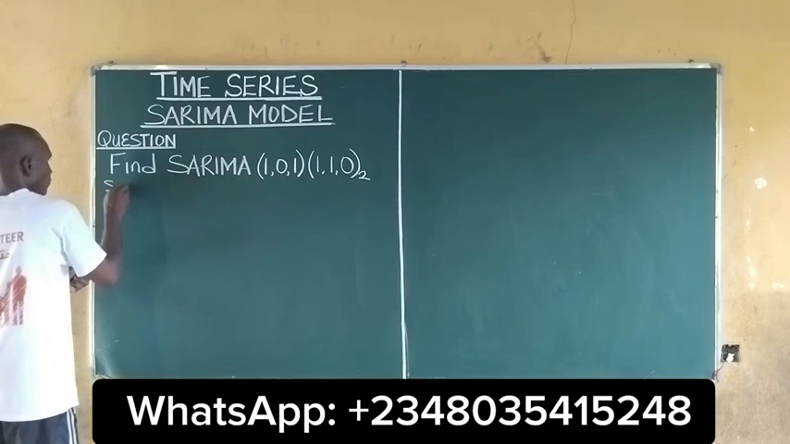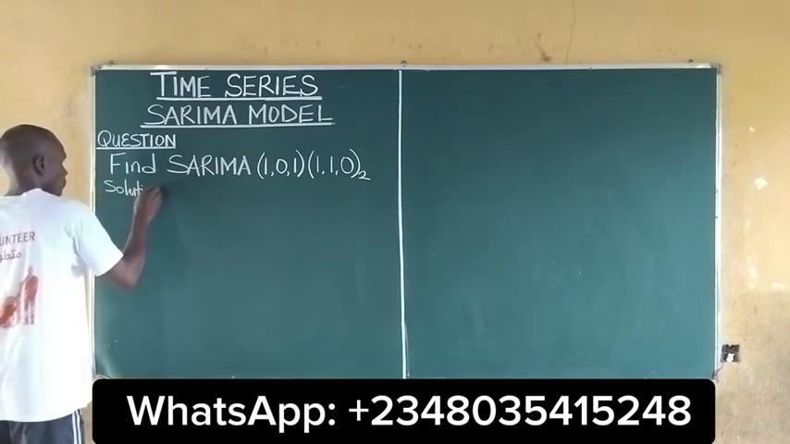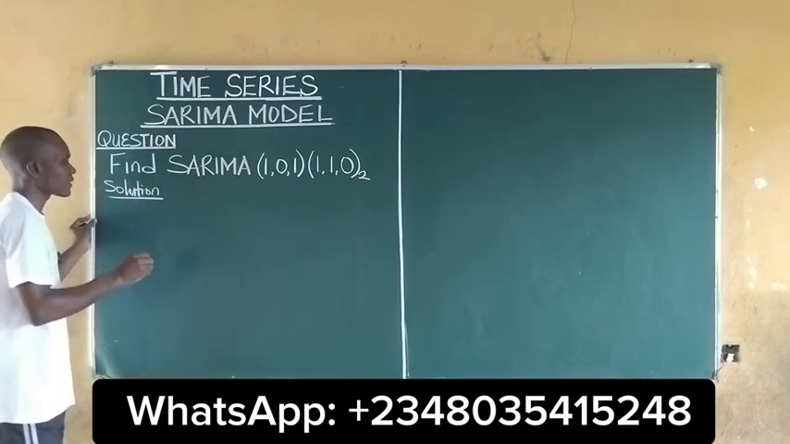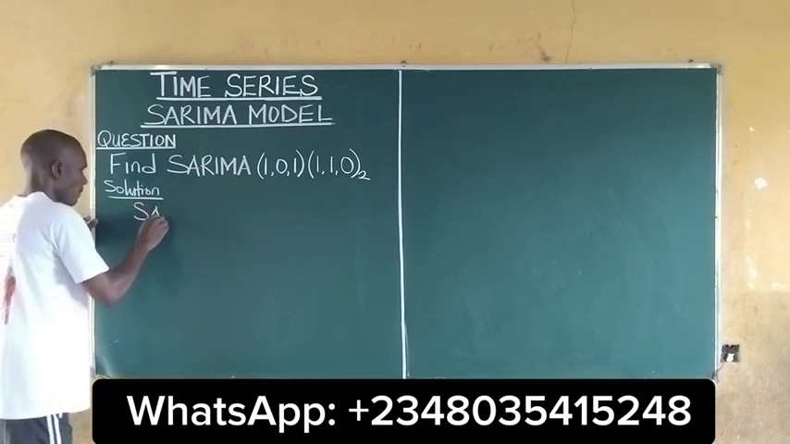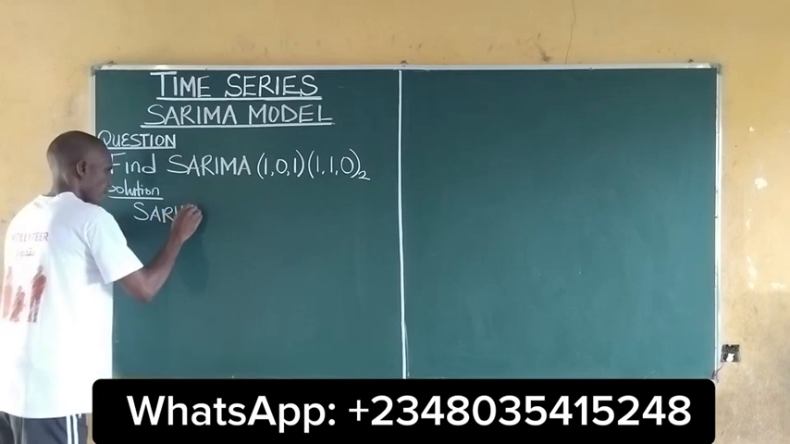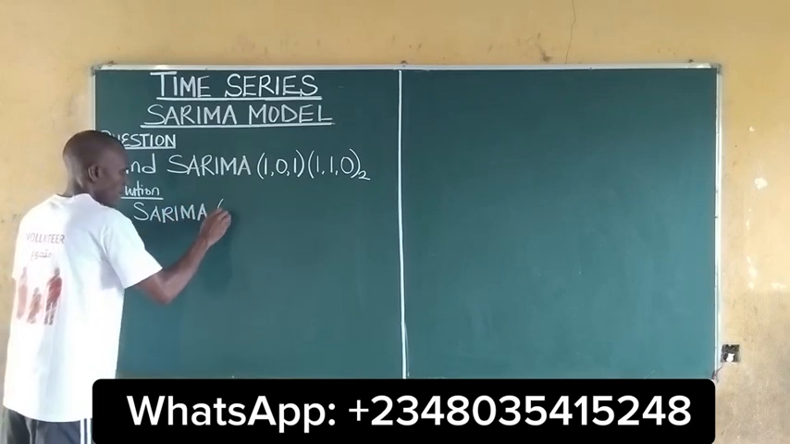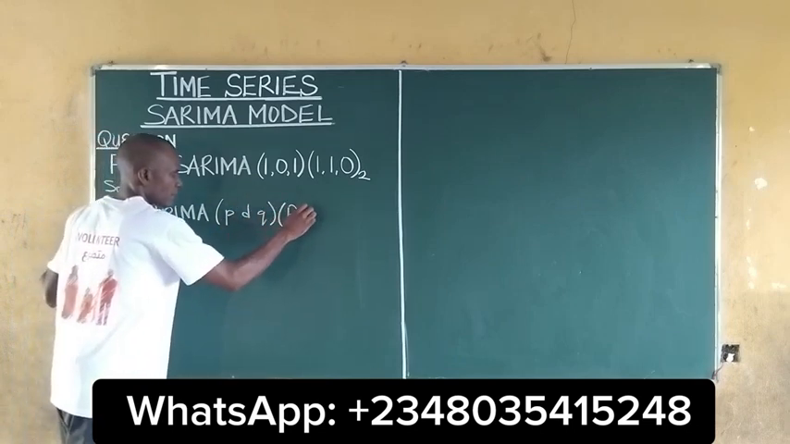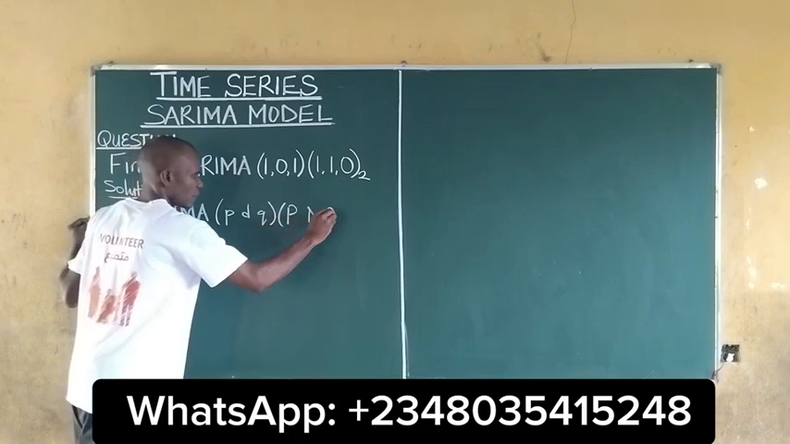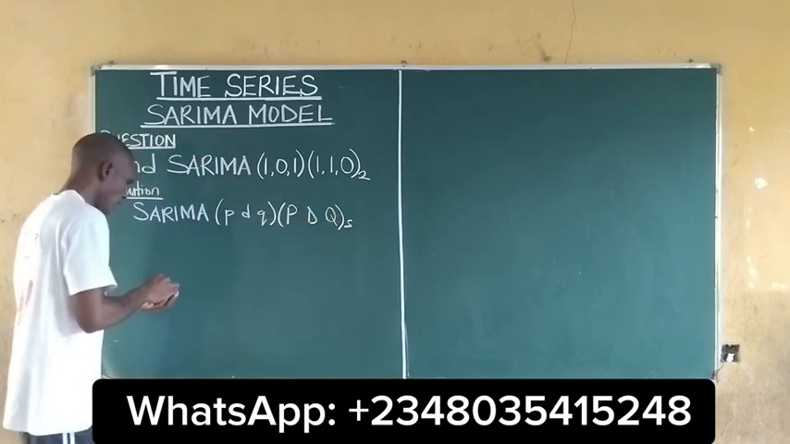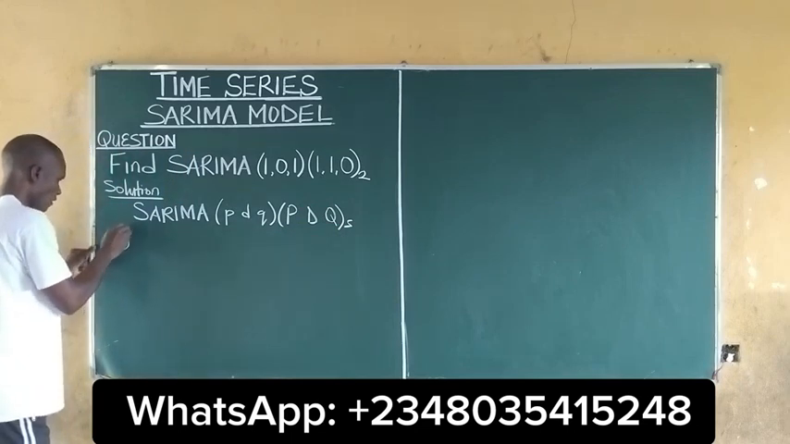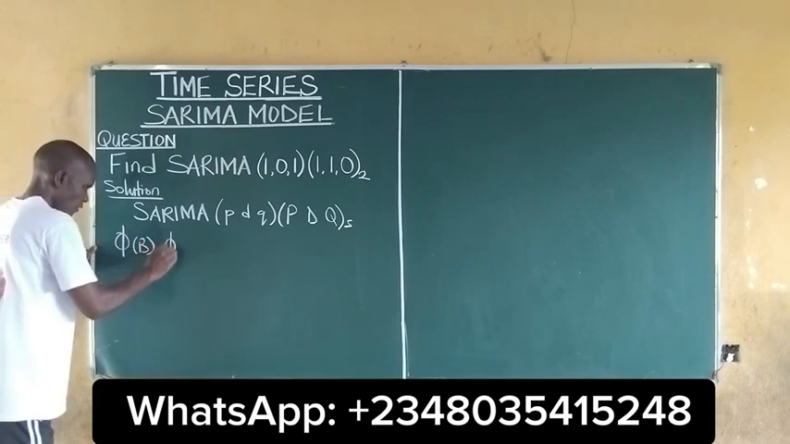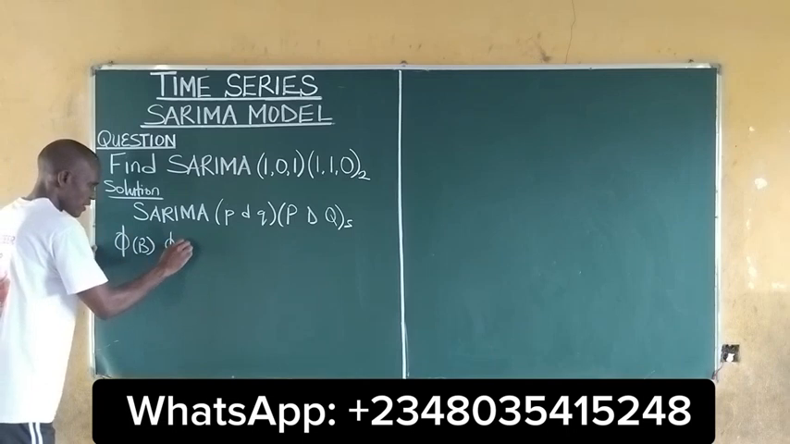Solution. We should recall that SARIMA (p,d,q)(P,D,Q)s is given as phi(B), phi the seasonal parts.